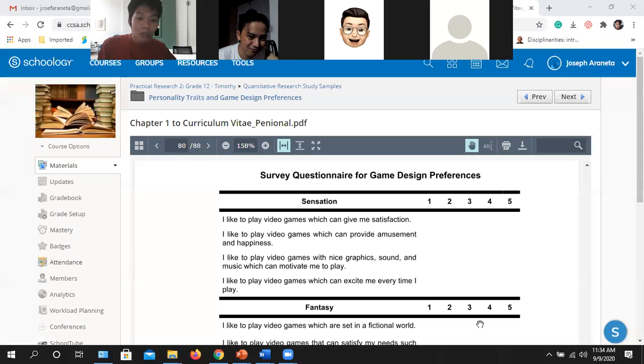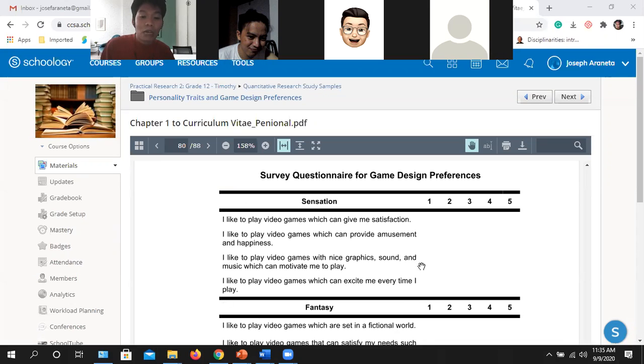We have references for why we were able to construct or formulate these statements. We based them on the related literature that we gathered. By the way, I will discuss the research instrument in the second quarter, but since you asked this question, we'll mention it since we still have time.